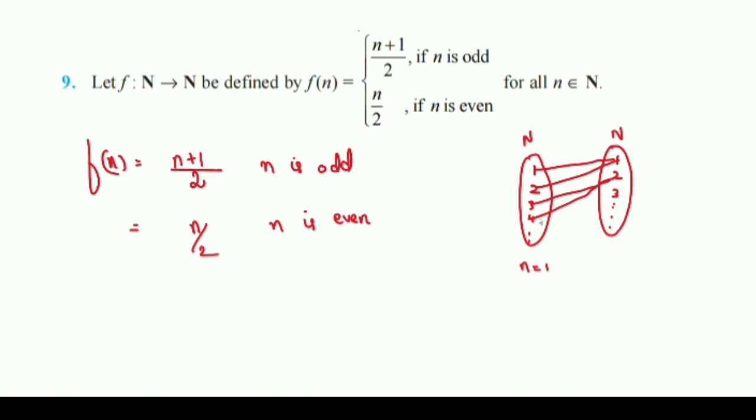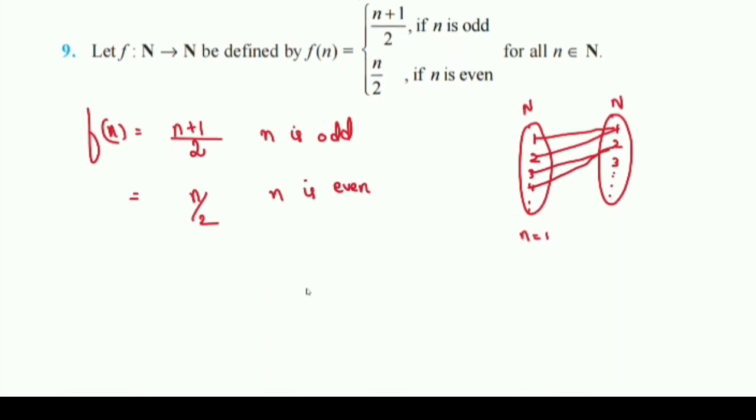Is it onto? All the elements will be mapped, nothing will be left out. The codomain will be equal to the range. It is onto, but it is not 1 to 1. So the function is not 1 to 1, it is not injective, but it is surjective. So we will prove it now.